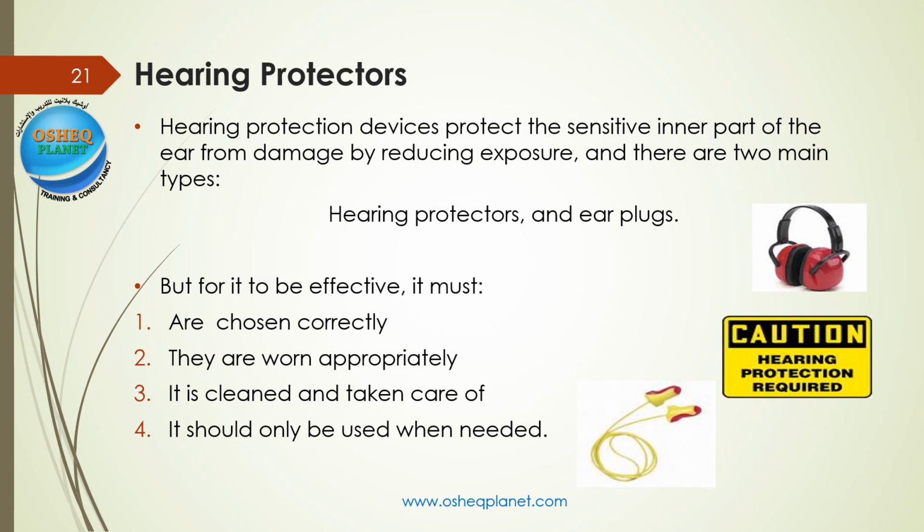Hearing protection devices protect the sensitive inner part of the ear from damage by reducing exposure, and there are two main types: earmuffs and earplugs. But for it to be effective, it must be chosen correctly, worn appropriately, cleaned and taken care of. It should only be used when needed.